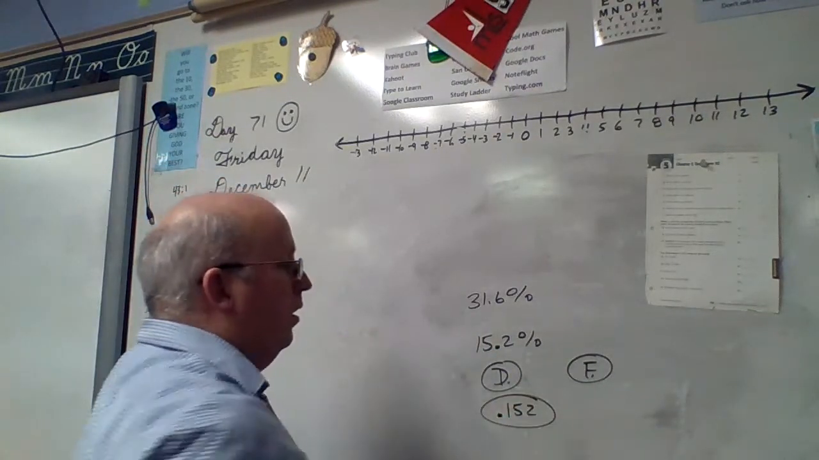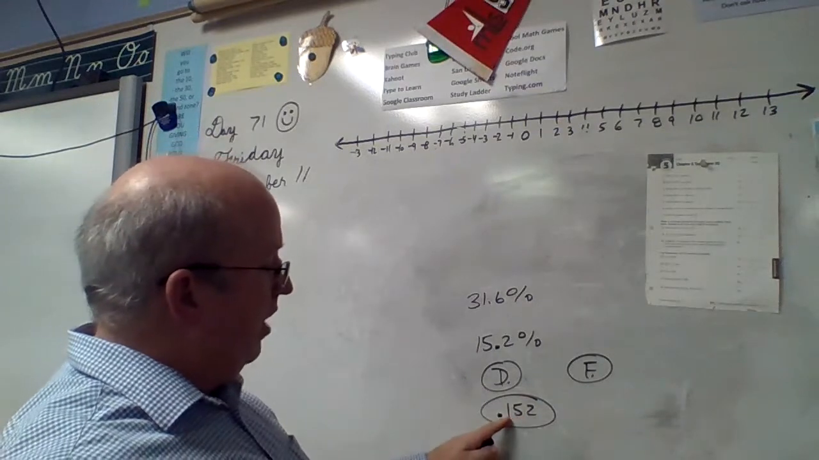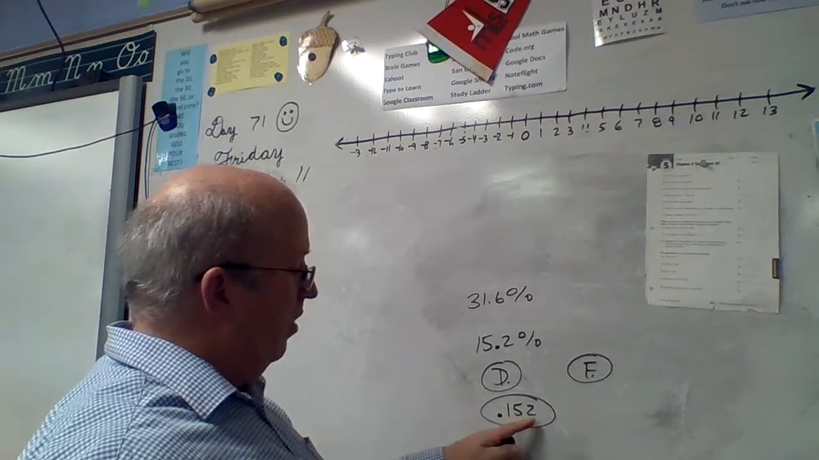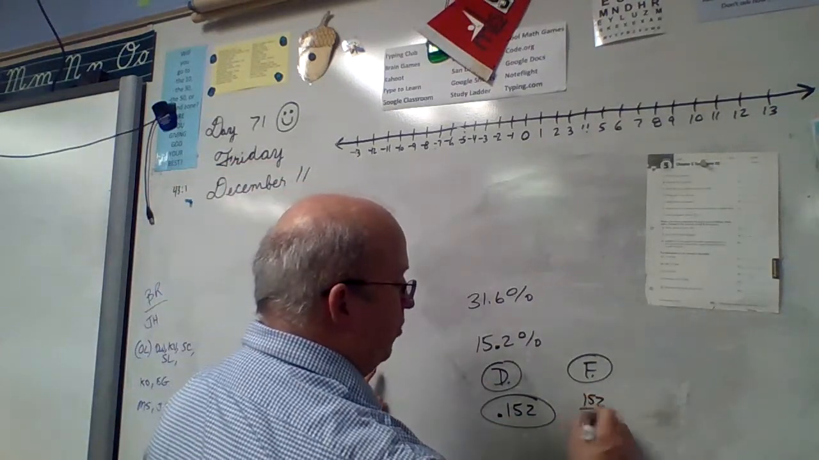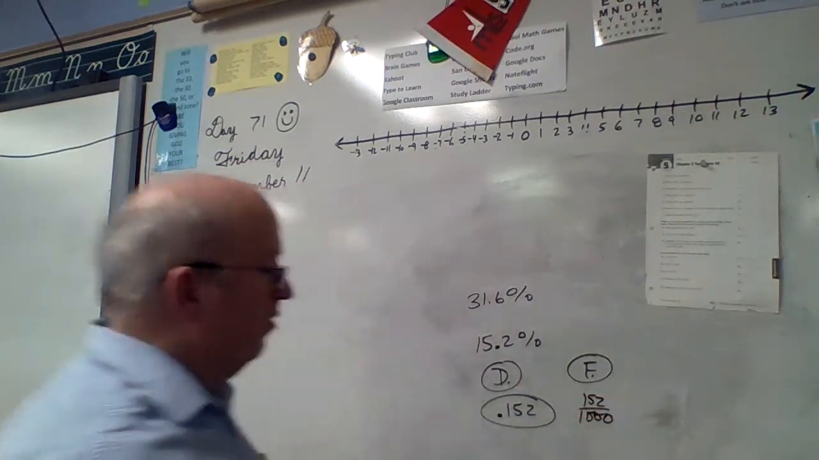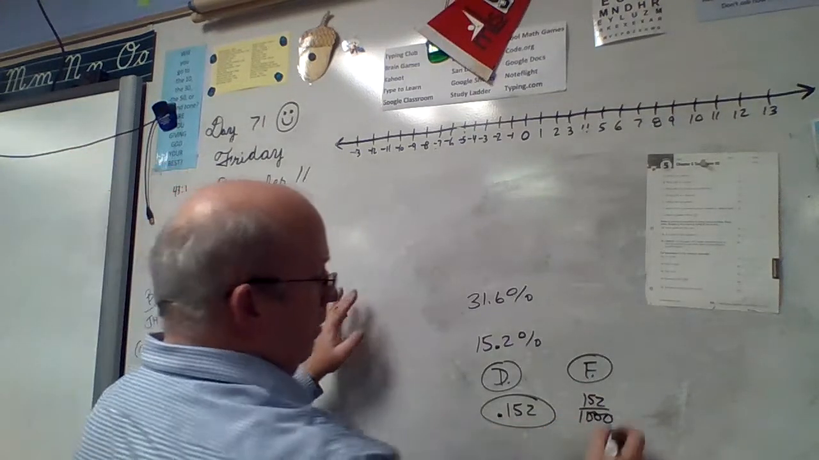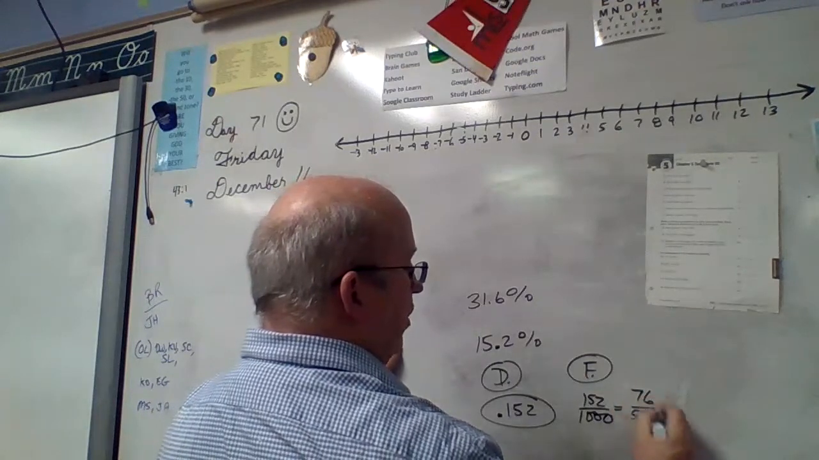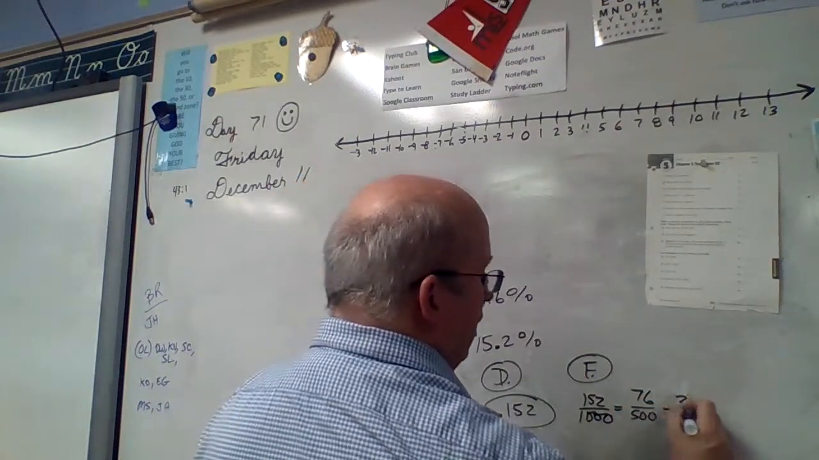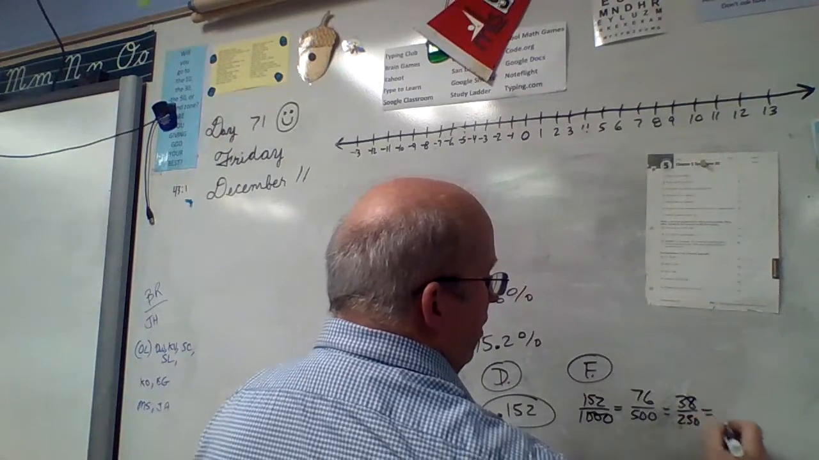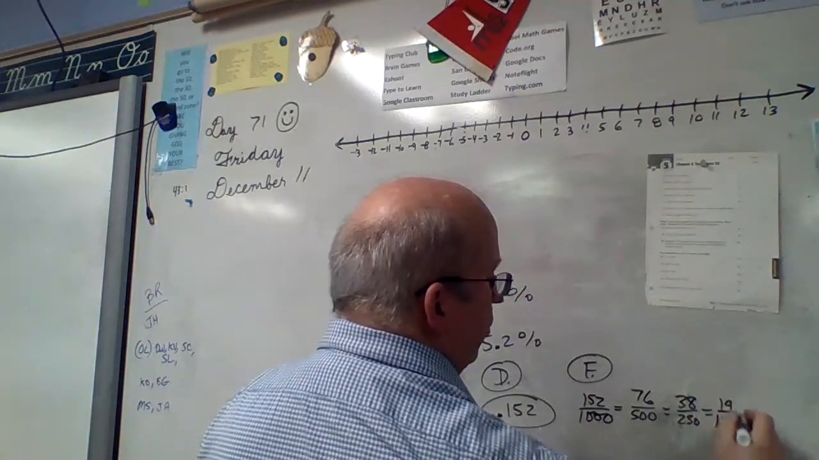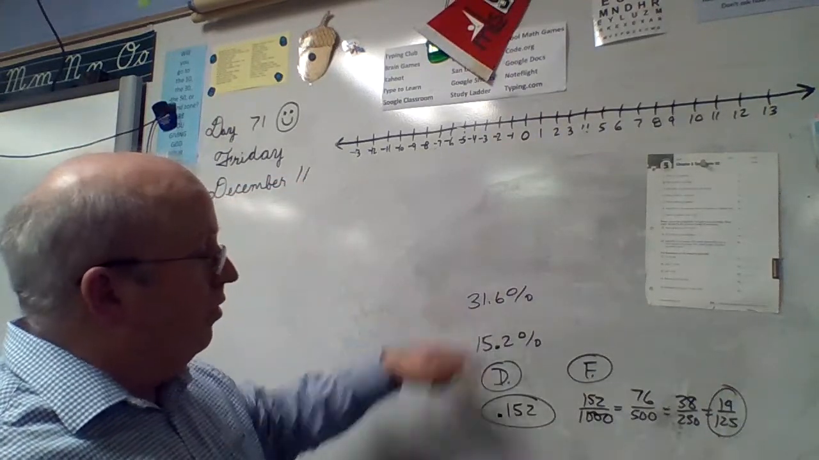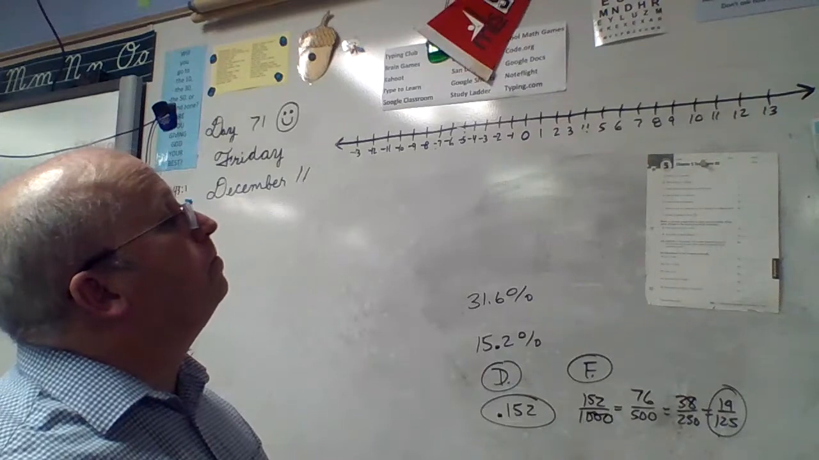0.152. Done. For the fraction, I'm going to look at this and ask myself, what place values am I occupying? I'm occupying the tenths, the hundredths, and the thousandths. So that's really 152 1,000ths, isn't it? And can I simplify that? Yep. Divide by 2, I get 500, and I get 76. Divide by 2 again, I get 38 over 250. Divide by 2 again, I get 19 over 125. There's my fractional answer, and there's my decimal answer for this particular number up here.